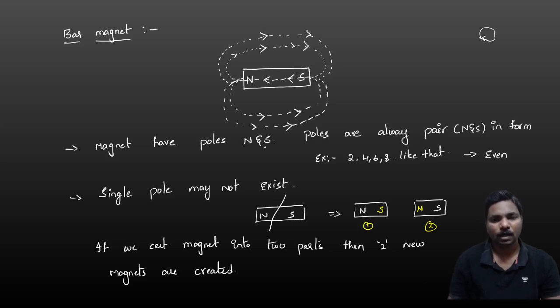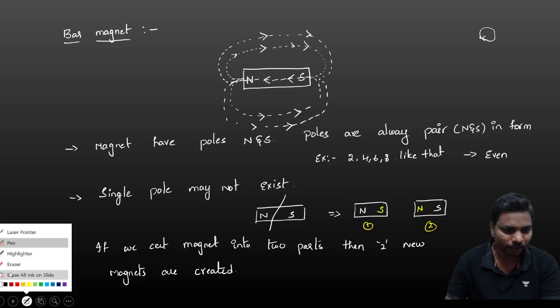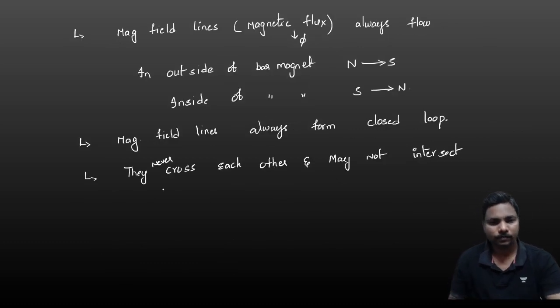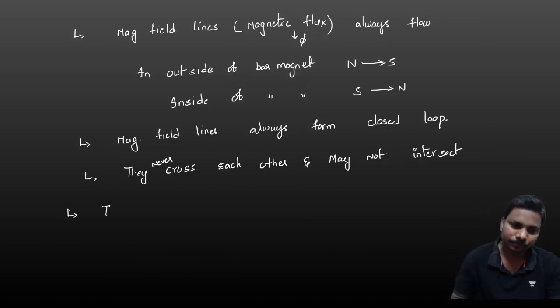And one more thing. Here we have the field around this magnet, correct? This field around the magnet is called the magnetic field. Note down this very important point. All these points are important, guys.